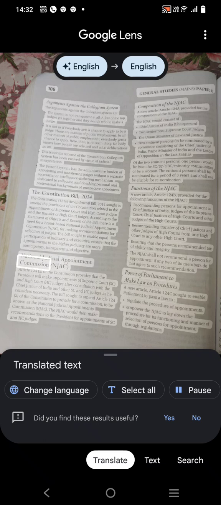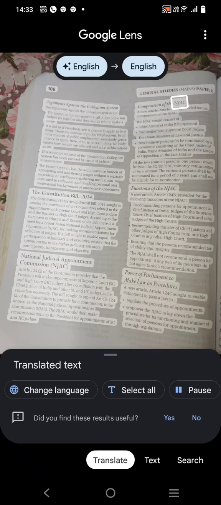National Judicial Appointments Commission, NJAC. Article 124(2) of the Constitution provides that the President will make appointments of Supreme Court, SC, and High Court, HC, judges after consultation with the Chief Justice of India and other SC and HC judges as he considers necessary. The bill sought to amend Article 124(2) of the Constitution to provide for a commission, to be known as the National Judicial Appointments Commission, NJAC. The NJAC would then make recommendations to the President for appointments of SC and HC judges.